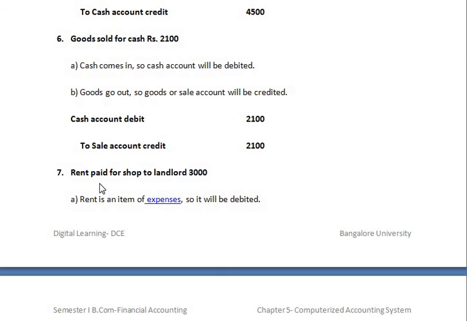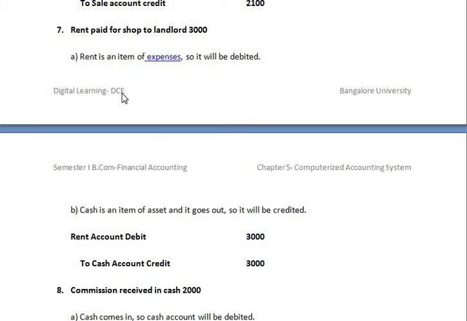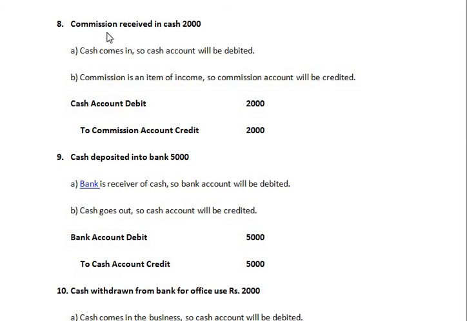Next is rent paid for shop to landlord 3,000. Here rent is going. So amount is going. Rent account debit. What is going? Amount is going. Cash is going. So cash account credit. Next one is commission received in cash 2,000. To cash account, cash is coming in. To commission account credit. Commission is the item which is going.